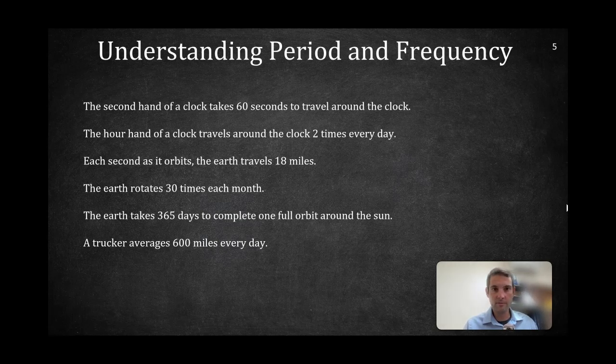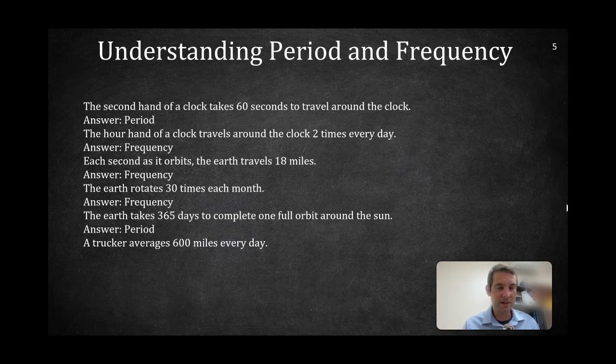Here's some testing yourself. Check yourself. Pause the video in between each of these to see if you know whether it's a period, frequency, or other. Second hand of a clock takes 60 seconds to travel around the clock. Period, the time it takes for one complete cycle. The hour hand of a clock traveling around the clock twice a day is frequency. Each second as it orbits the Sun, the Earth travels 18 miles. Frequency. The Earth rotates 30 times every month. Frequency. The Earth takes 365 days to complete one full orbit around the sun. Period. A trucker averages 600 miles every day. That's other. That is a linear distance.